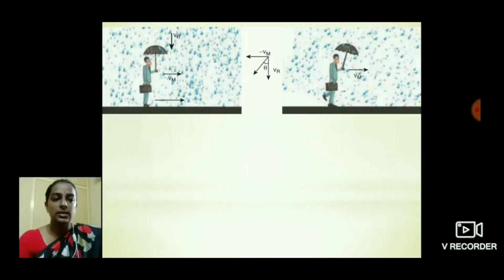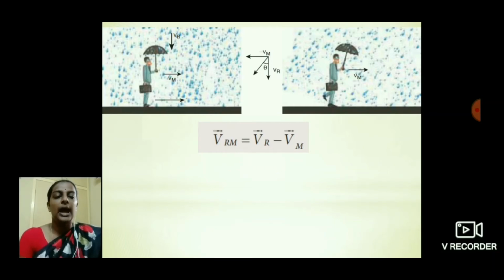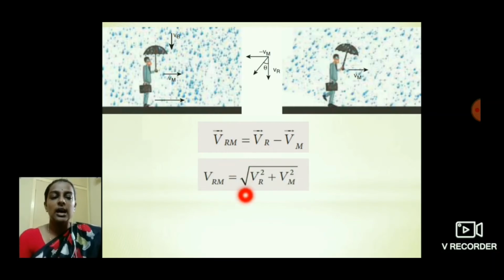Okay, now let's take a look at this example. A person is moving with a velocity of Vm and rain falls vertically with a velocity of Vr. Initially, there's no angle. The umbrella held by the person is at a right angle. So the velocity of rain with respect to the motion of the person is given as Vr minus Vm, and the magnitude is taken as root of Vr square plus Vm square.